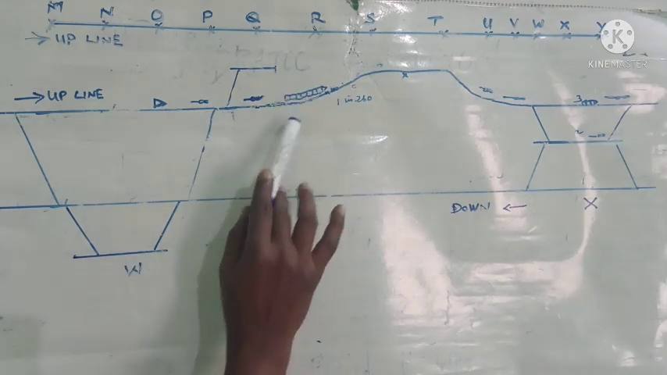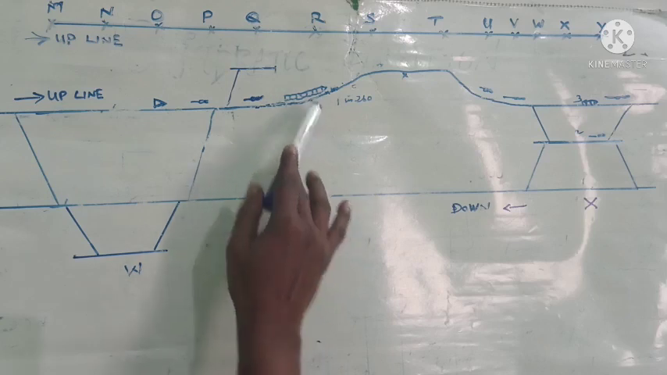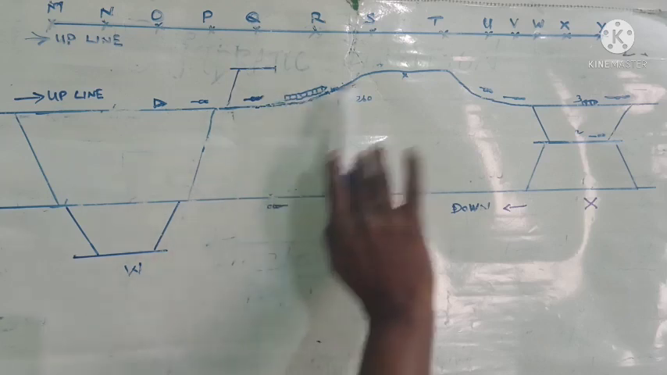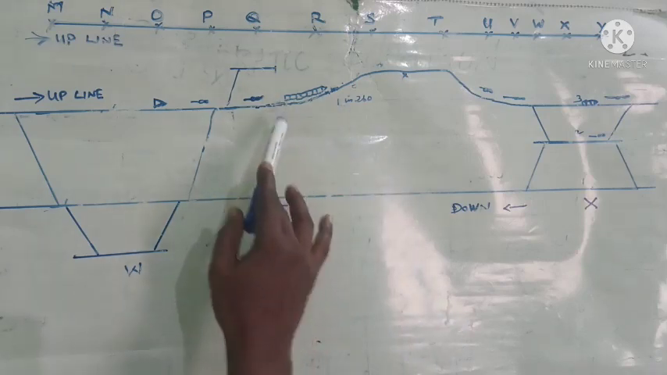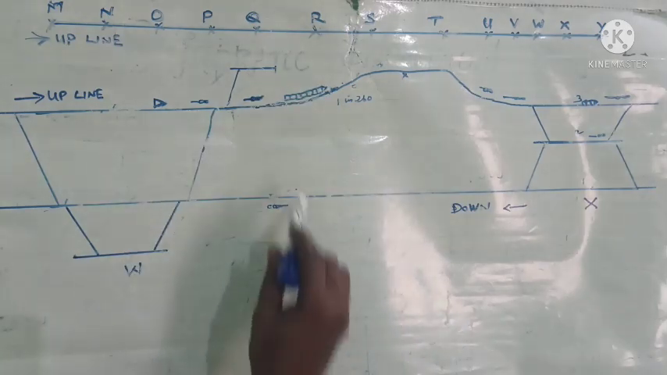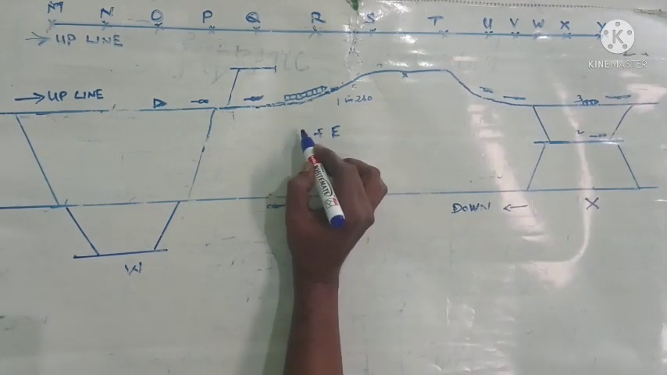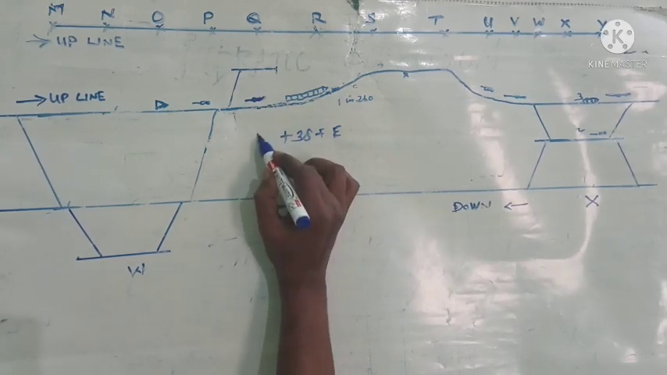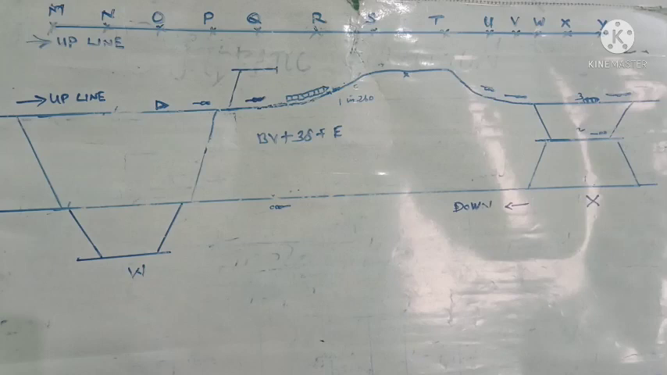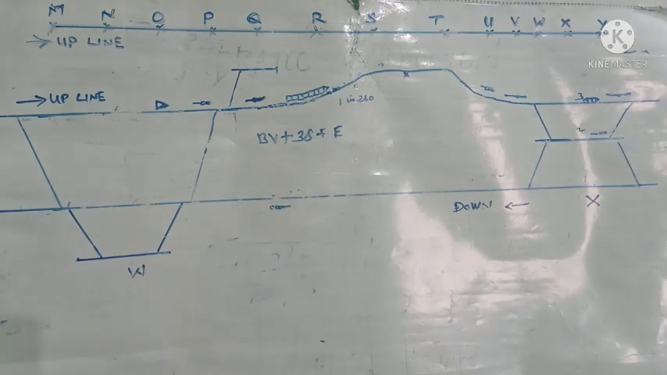Suppose it is a goods train. What are the steps to be taken by the GLP to protect the train, and how will the train be taken to station X? That is what we are going to see now. It's a goods train having an engine and 38 vehicles, that is, wagons plus BV. This is the composition of this goods train, and it has stalled at a 1:260 gradient.